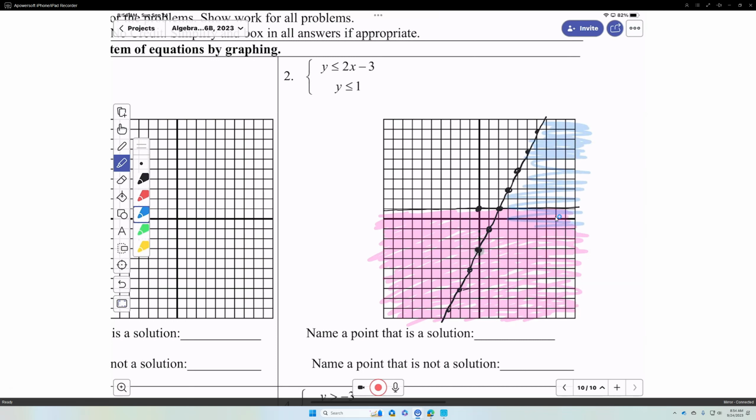So where the two intersect plus the boundaries will be the answers. So in this case, this will be solution, solution, non-solution, non-solution, and then non-solution. So 0, 0 is a non-solution because it's not in the shaded region, and 1, negative 1 is not in the shaded region, but it is on the boundary, and you can include it, so that is a solution.